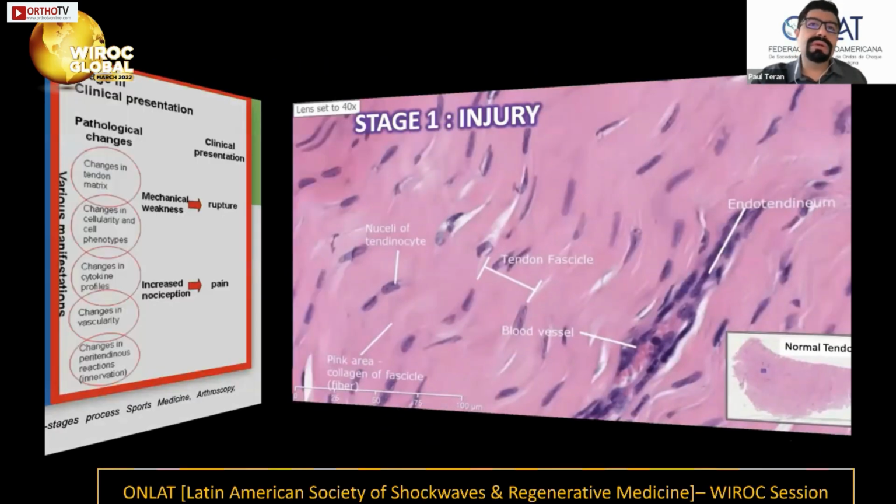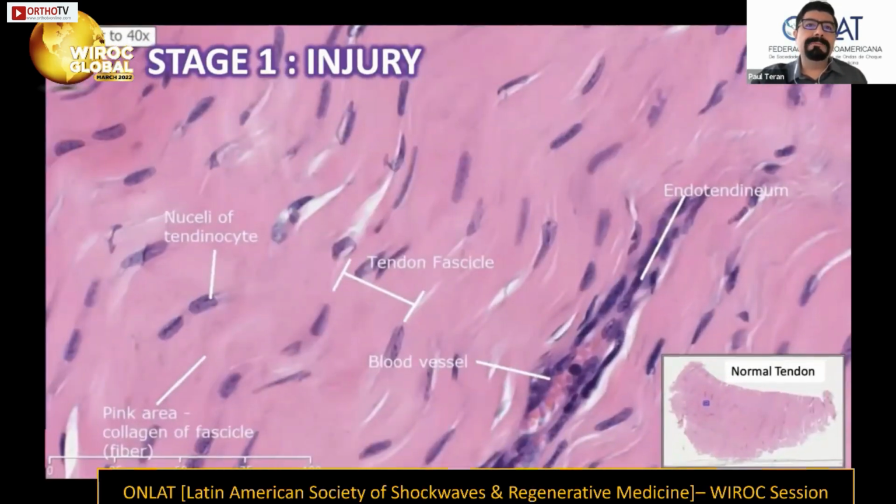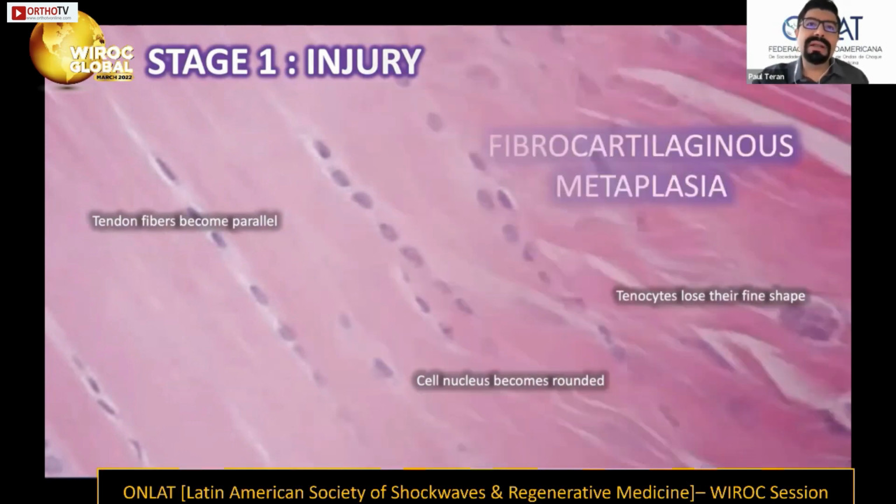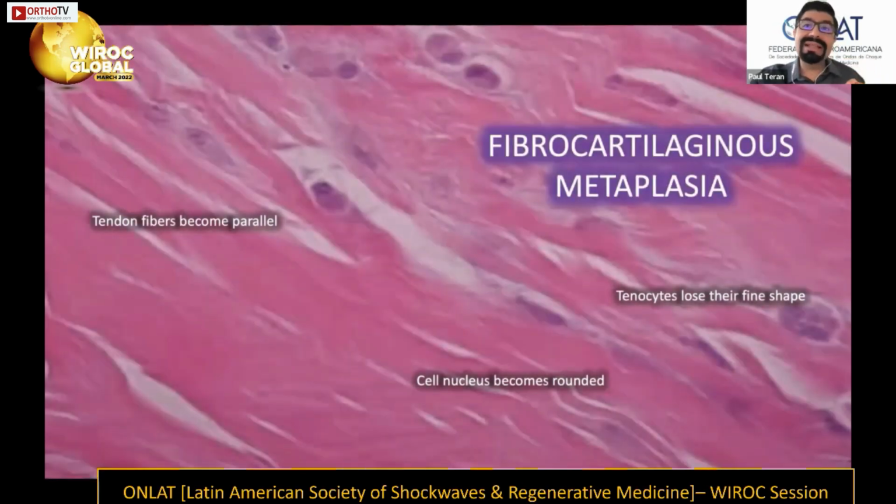Here we can see a normal tendon, and a microscopic tendon. There are changes in cellular structure in the first stage. The tenocytes become parallel, cell nuclei become rounded, and tenocytes lose their fine shape. This is called fibrocartilaginous metaplasia.